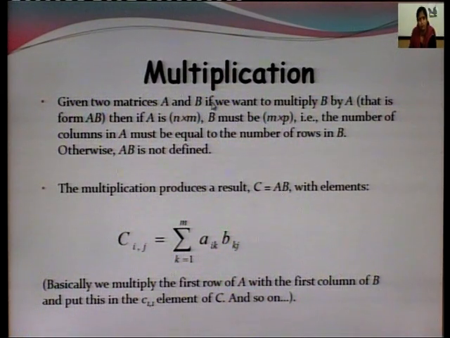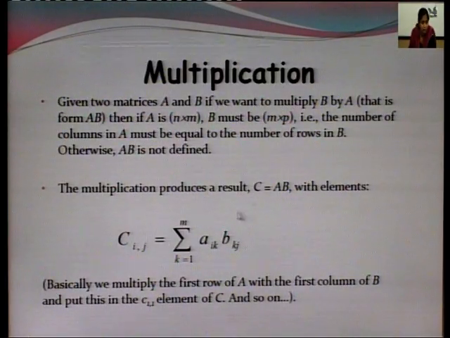Another very important operation which is frequently used in transformations is multiplication. All transformations require matrix multiplications. If we want to multiply two matrices A and B, there is a constraint that if A is of size n by m, then B must be of size m by p. This means the number of columns in the first matrix should be equal to the number of rows in the second matrix. Otherwise, you cannot perform the multiplication.